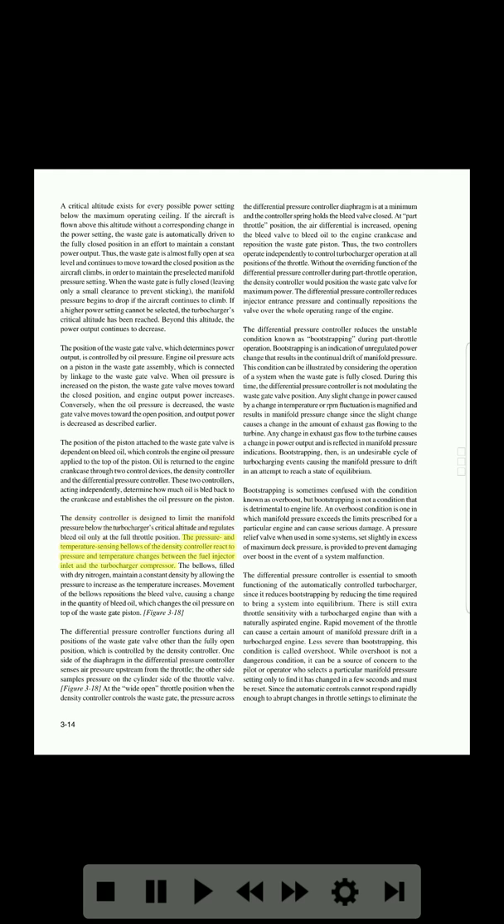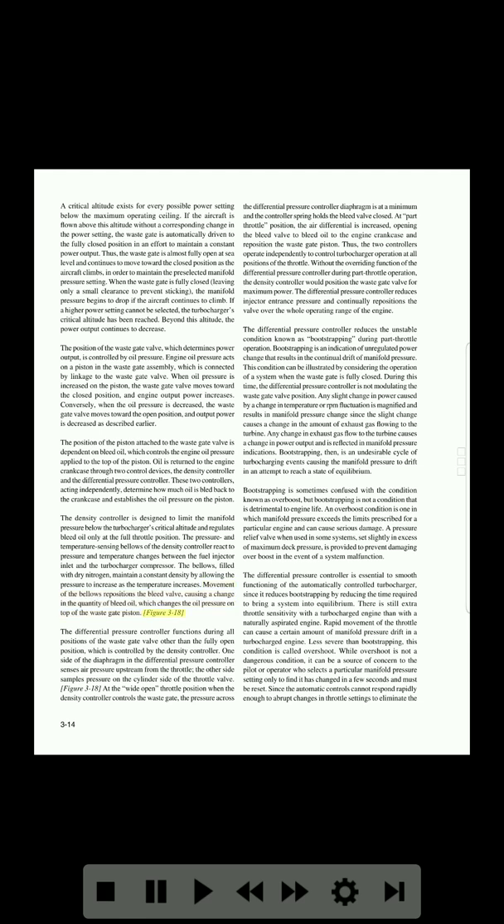The pressure and temperature sensing bellows of the density controller react to pressure and temperature changes between the fuel injector inlet and the turbocharger compressor. The bellows, filled with dry nitrogen, maintain a constant density by allowing the pressure to increase as the temperature increases. Movement of the bellows repositions the bleed valve, causing a change in the quantity of bleed oil, which changes the oil pressure on top of the wastegate piston.